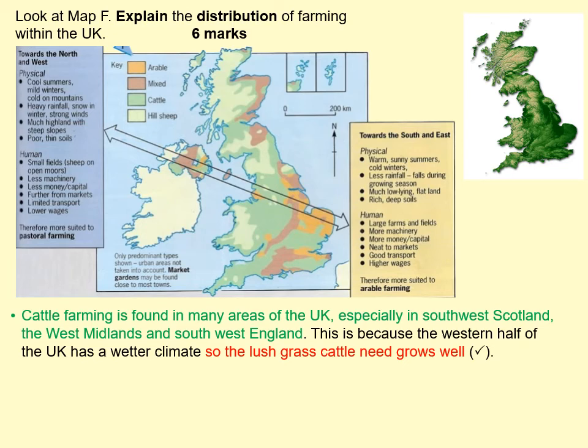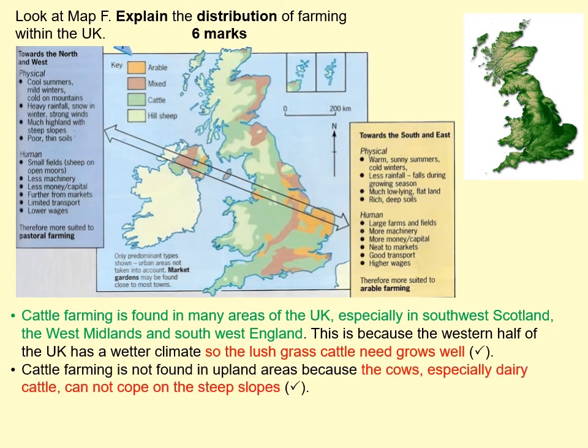Okay, I'm going to get another mark here as well. So cattle farming is not found in upland areas because the cows, especially dairy cattle, cannot cope on the steep slopes. So I've identified that actually our upland areas of Scotland and the UK, which are shown on our top right map, they are not where cattle farming is found, and I've said why that is.